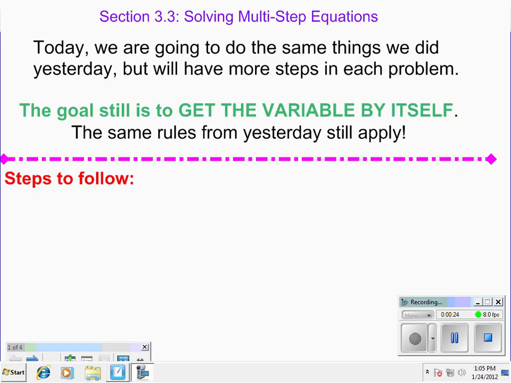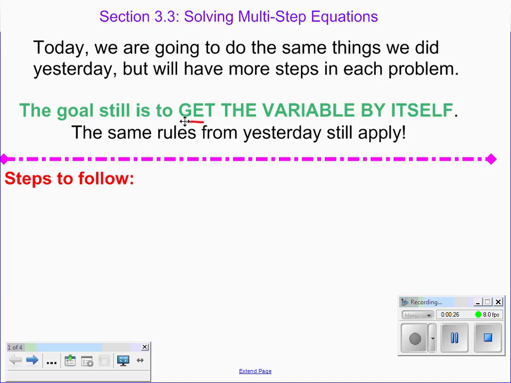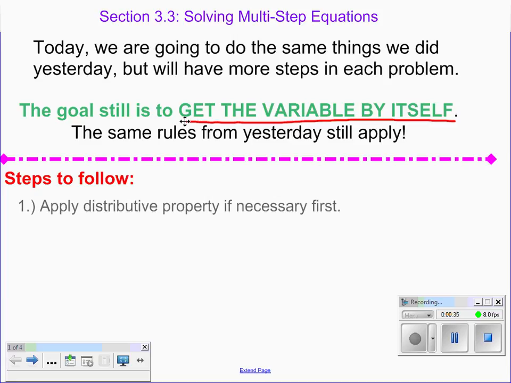First off, the very first thing you want to make sure you know is the main goal is to always get the variable by itself. No matter what type of algebra problem it is, if you're solving, get the variable by itself. A couple ways to do that. Number one, use the distributive property if necessary first. Again, you want to get rid of parentheses. That's the first thing you want to do.